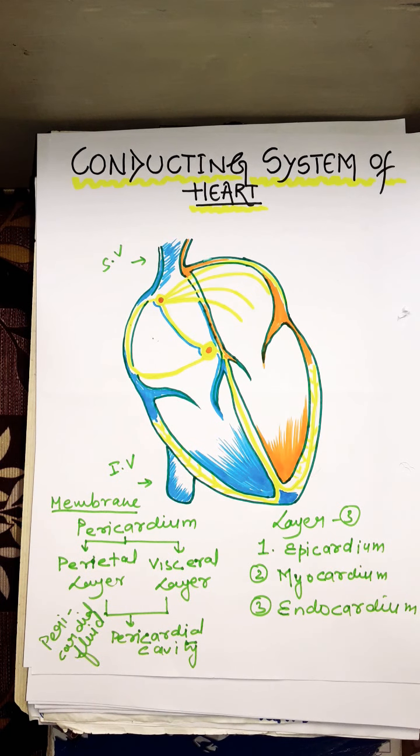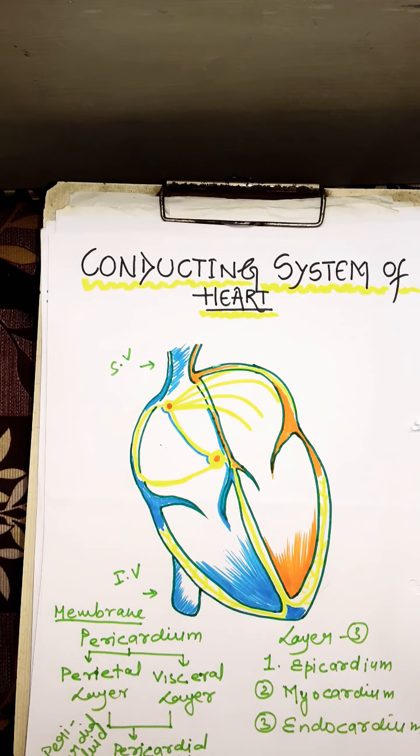Next we will start the conducting system of the heart. First of all, let me tell you what the conducting system is. The heart possesses a property of autorhythmicity. Autorhythmicity means it generates its own electrical impulses and beats independently of nervous or hormonal control.